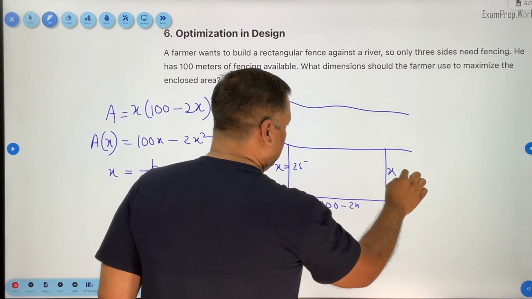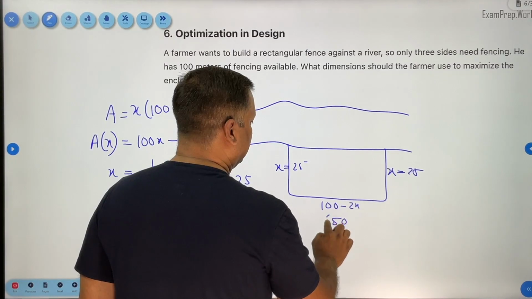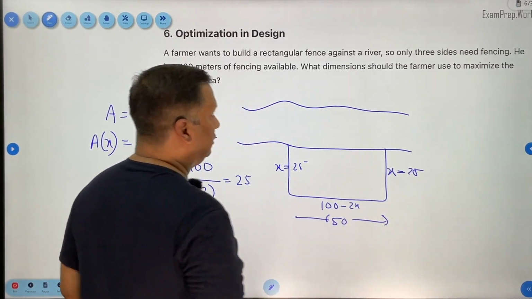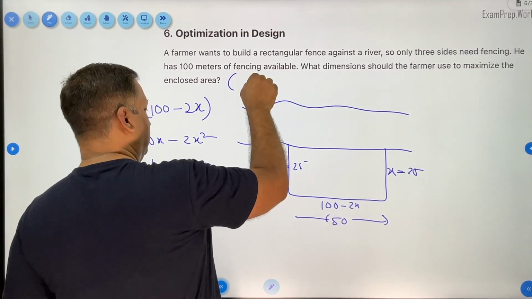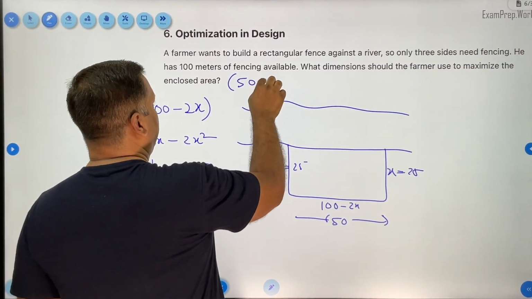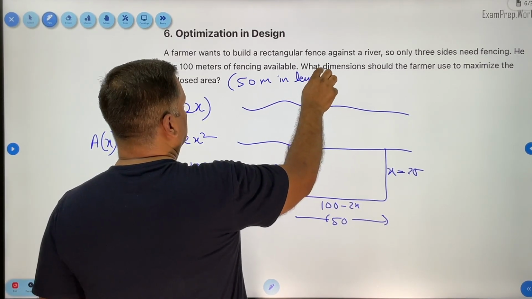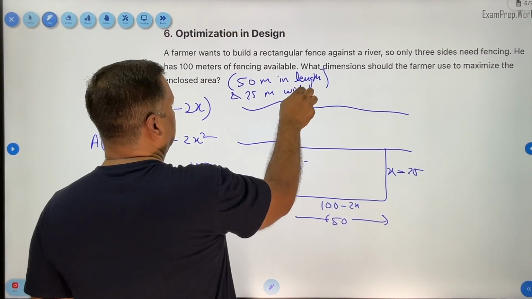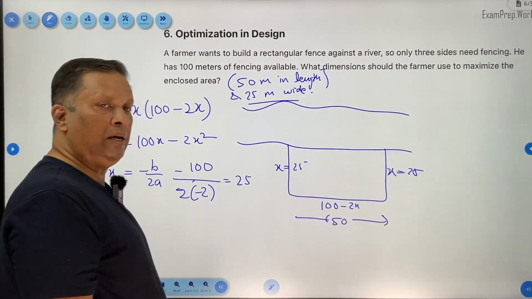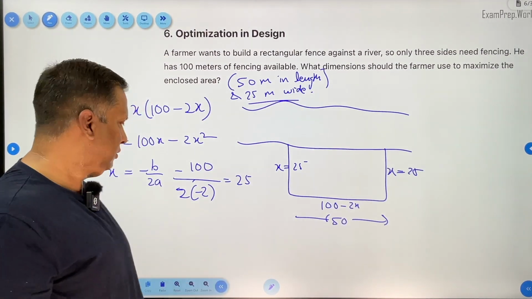Now this side is also 25 and this side is 50. So now you know the dimensions of the garden. So what are the dimensions of the garden? It should be 50 meters in length and 25 meters wide. Then he will get the maximum area because we used the optimization in quadratics, okay.